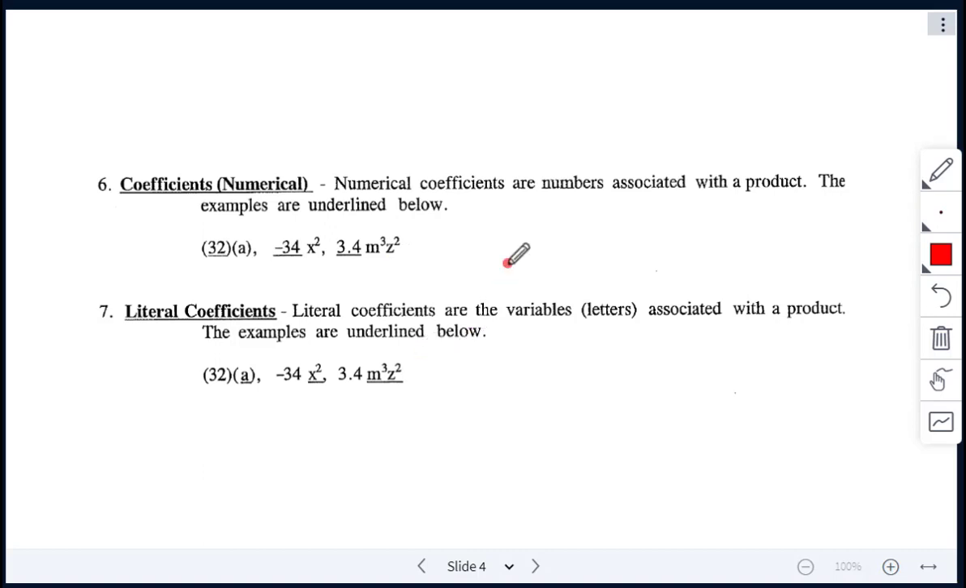All right, so if I just give another one here, if I had 2xy plus 7x, the 2 here would be a numerical coefficient, and the 7 here would be the numerical coefficient. All right, and then compared to literal coefficients, these are the variables, are the letters that are associated with a product. So same examples as the top, but the letters now are the coefficients. So here the a is the coefficient, the x squared is the coefficient, the m cubed, z squared are the coefficients. All right, but literal meaning the letters, and then numerical coefficients meaning the numbers.